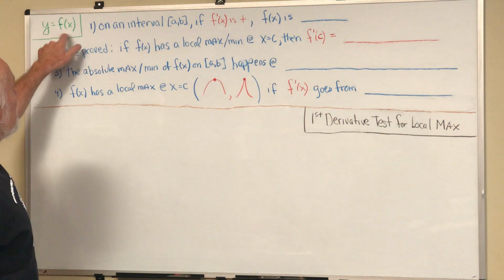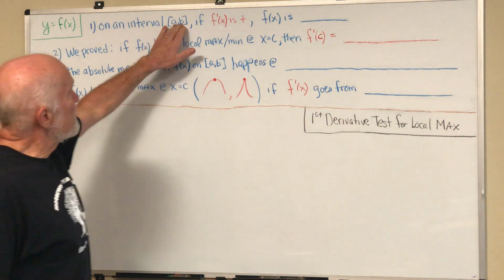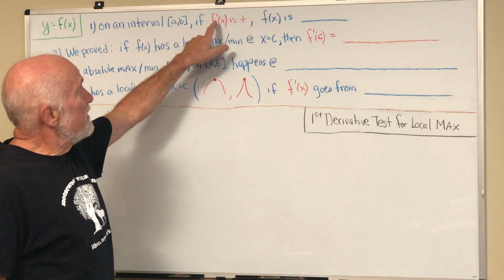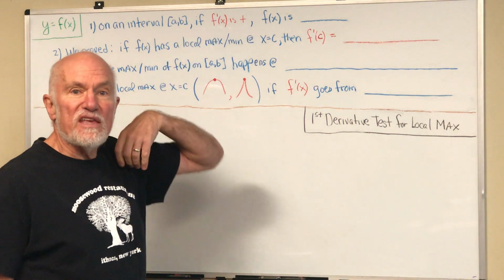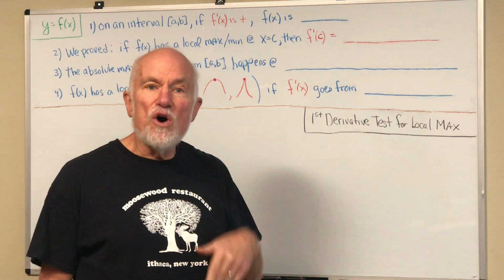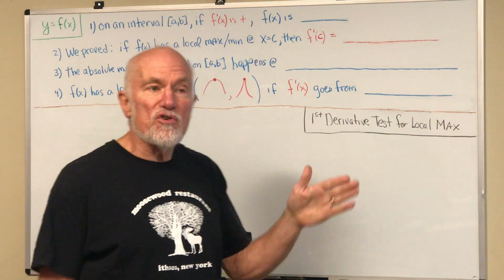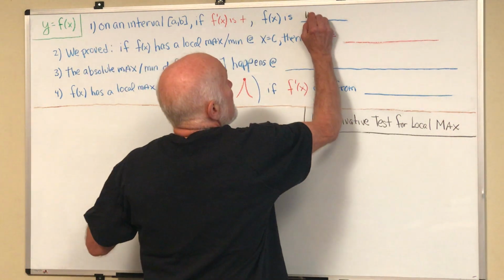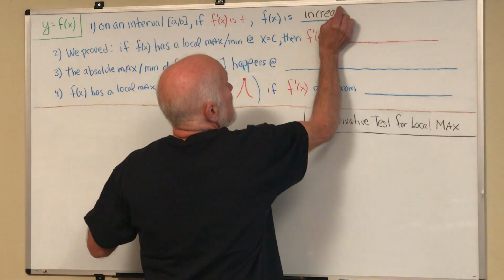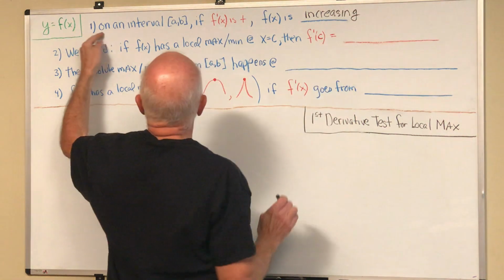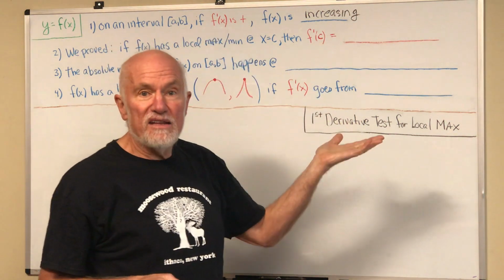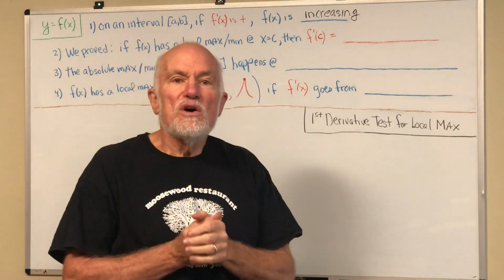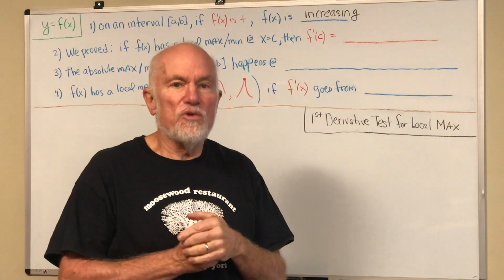If you have a function y equals f of x, and some interval from a to b, then if the derivative f prime of x in that interval is positive, we know the derivative means the slope. So if the slope is positive, it makes sense that f of x is increasing. And vice versa, if f prime of x was negative, then f of x would be decreasing. So we have a way with the derivative to see if a function is increasing or decreasing.